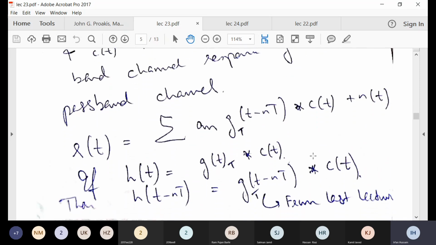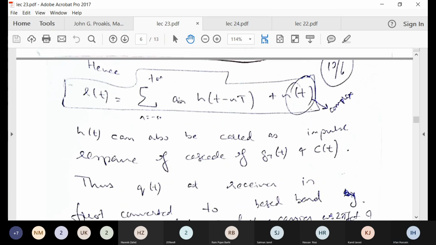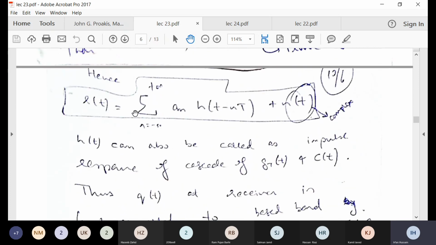Now we have seen that this convolution gives us h(t) minus nT. That we have seen in the last lecture. So this convolution will come out to be h(t) minus nT. So the received signal will be this thing, sequence h(t) minus nT. So you can see that instead of g(t) now we have h(t) minus nT. Alright, this is the baseband signal, understood.